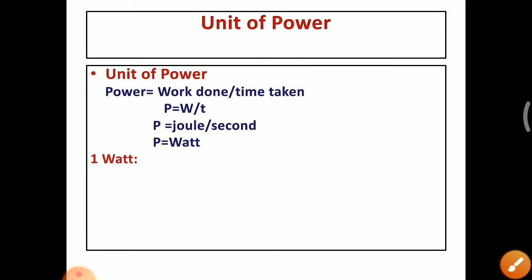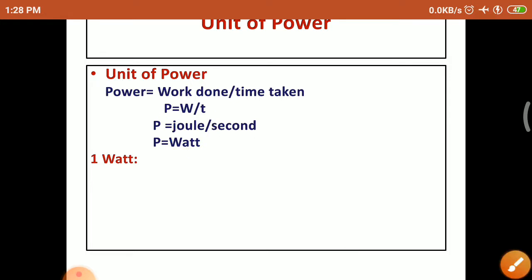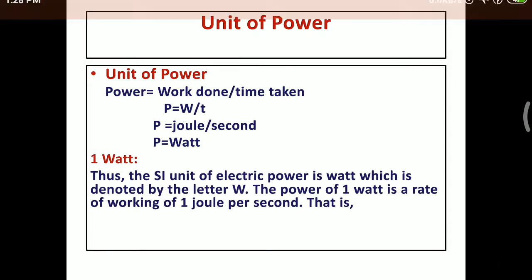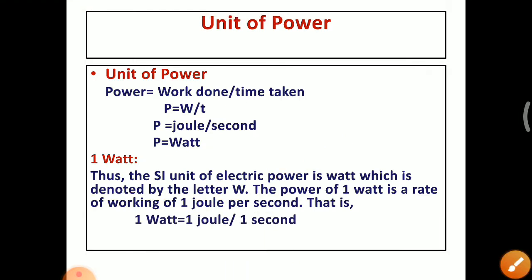So what is meant by 1 watt? When 1 joule of work is done in 1 second, then the power is said to be 1 watt. So the SI unit of electric power is watt, and it is denoted by the capital letter W. The power of 1 watt is the rate of working 1 joule per second. That means 1 watt equals 1 joule per 1 second.